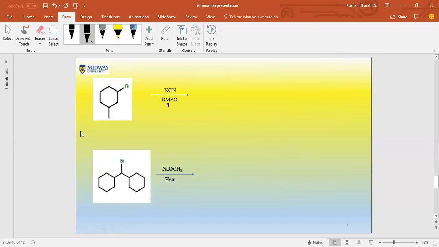This is again a polar aprotic solvent. Okay, and this is a strong base. Okay, and K is a metal, so K gets the plus and the CN gets the minus. And this is of course, it's got a hydrogen here. Let me actually change the color of that hydrogen.